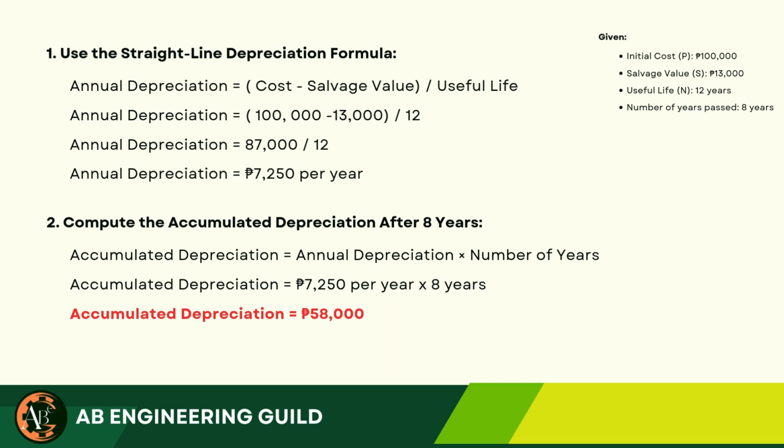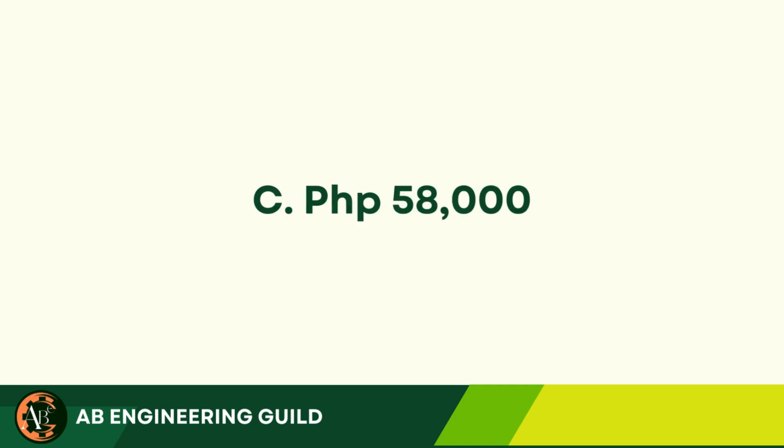Now, to find the accumulated depreciation after 8 years, we multiply 7,250 pesos by 8. The result is 58,000 pesos. So, by the end of the 8th year, the machine has depreciated by 58,000 pesos. That's your final answer, option C.